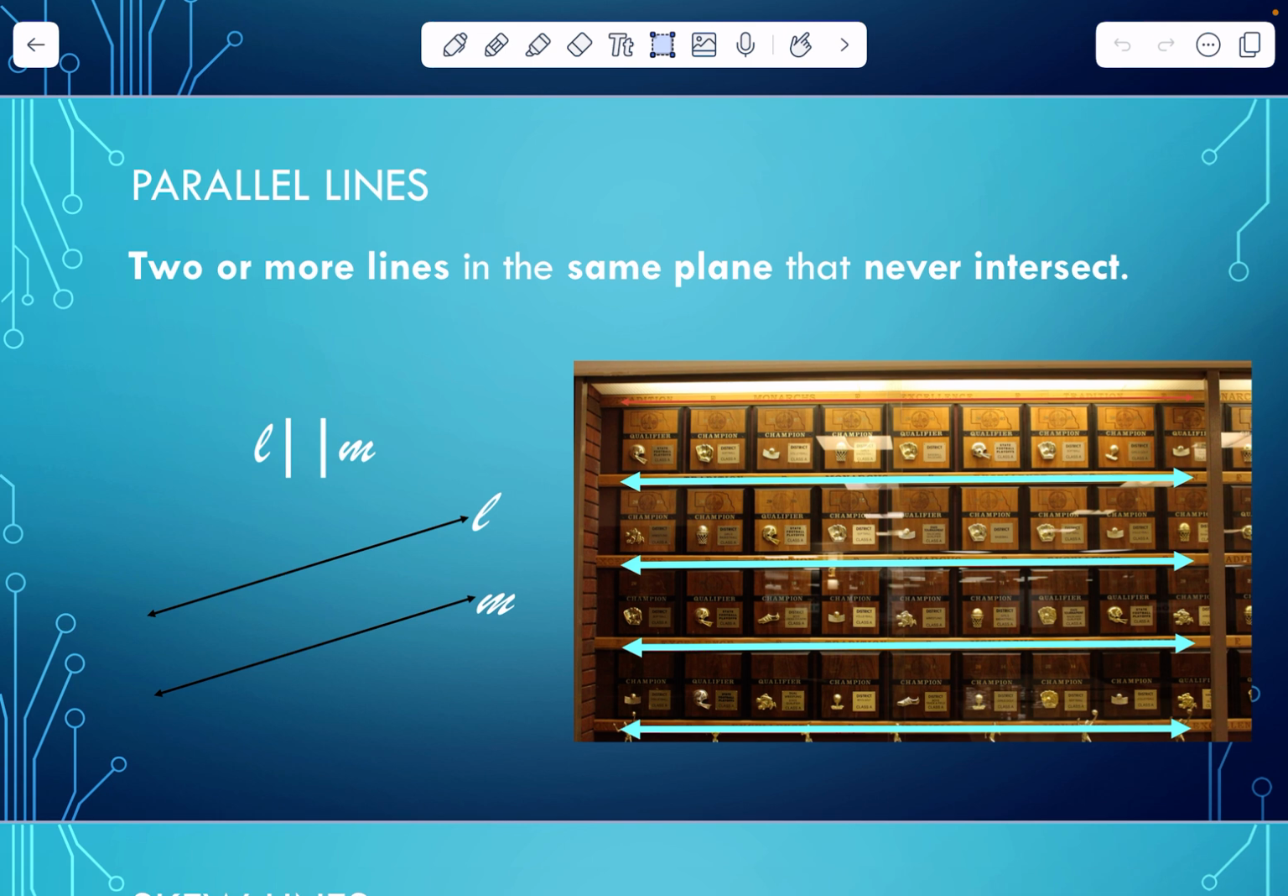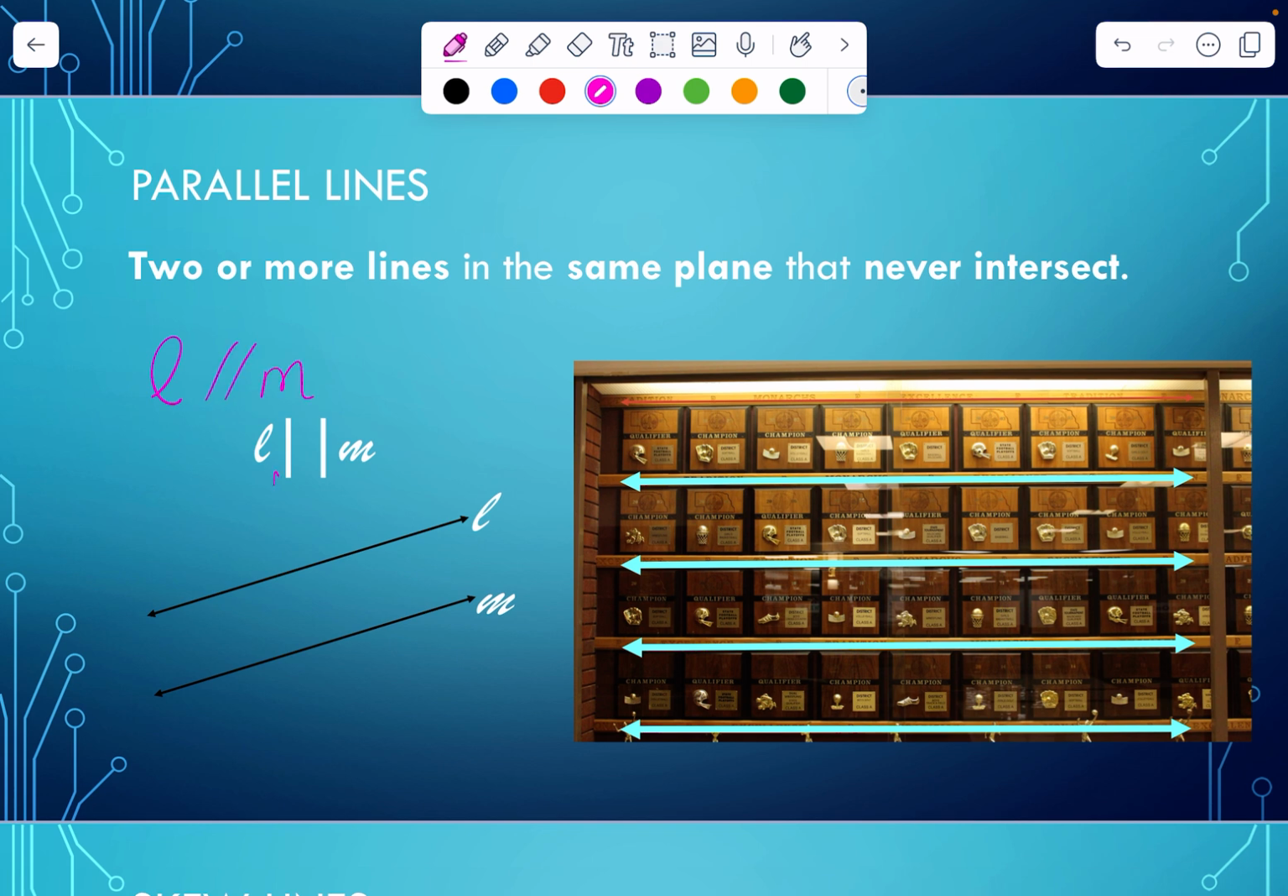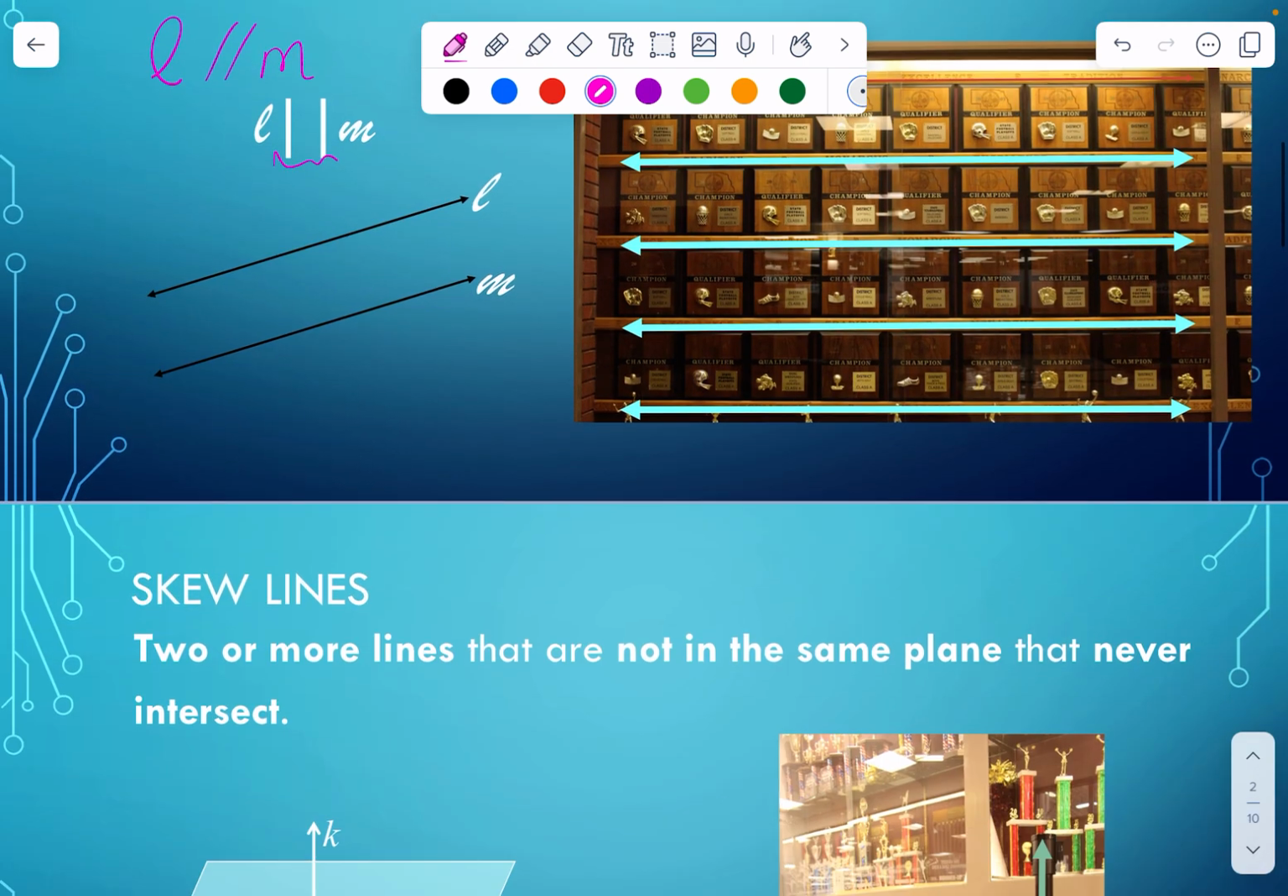So if we look here, we have line L, line M. They're in the same plane. They're never going to touch. So therefore, line L is parallel to line M. The symbol we typically use for that is we would say L is parallel to M, and that is that symbol there. You can have multiple lines that are parallel, but the key there is number one, they have to be in the same plane. Number two, they never are going to intersect.